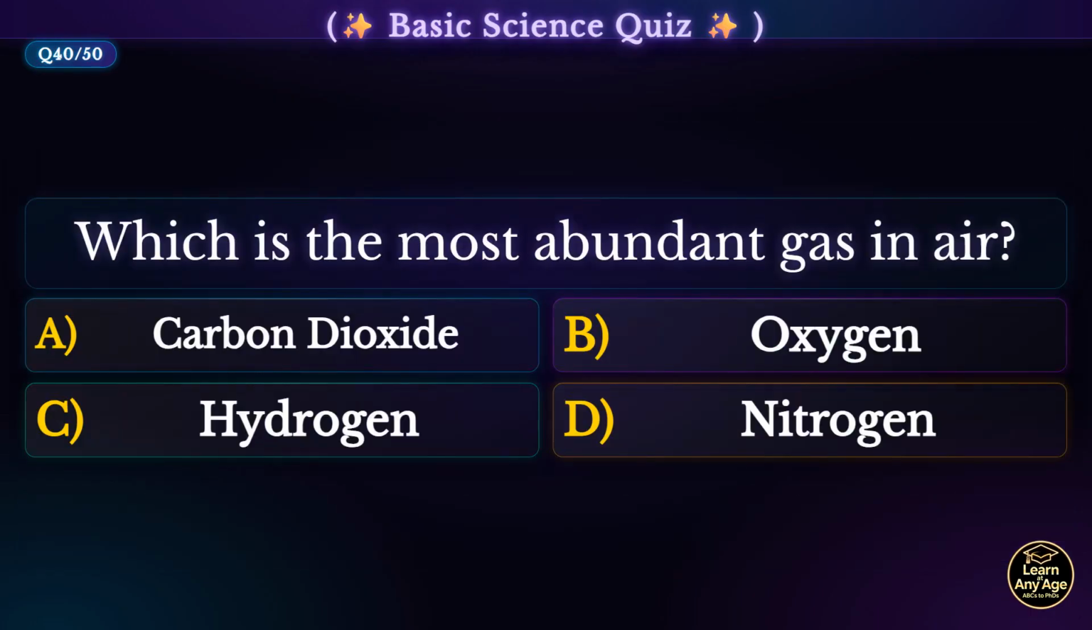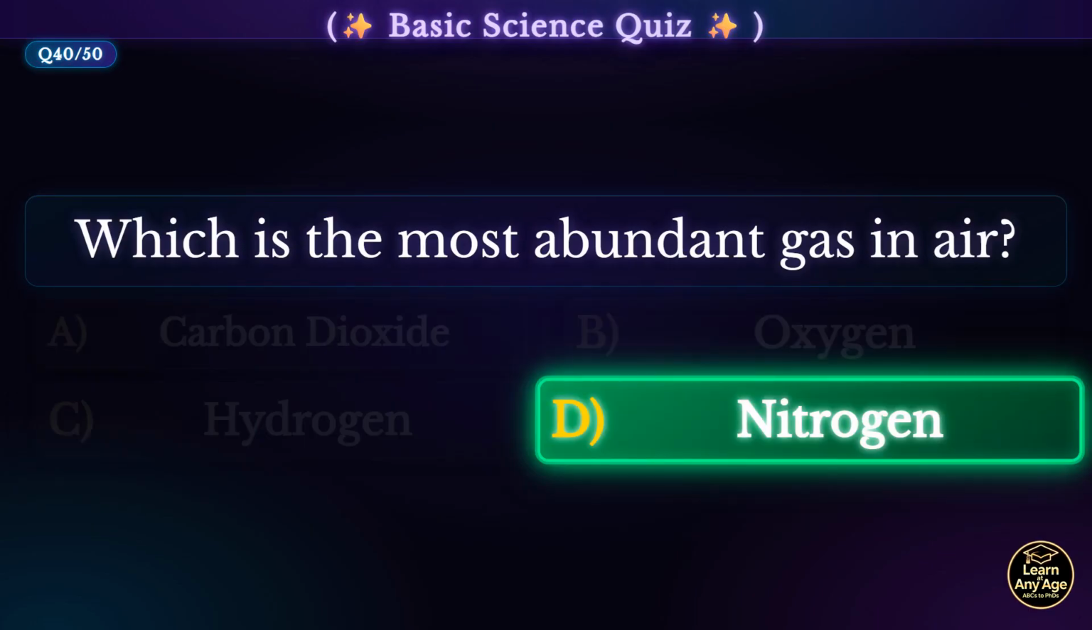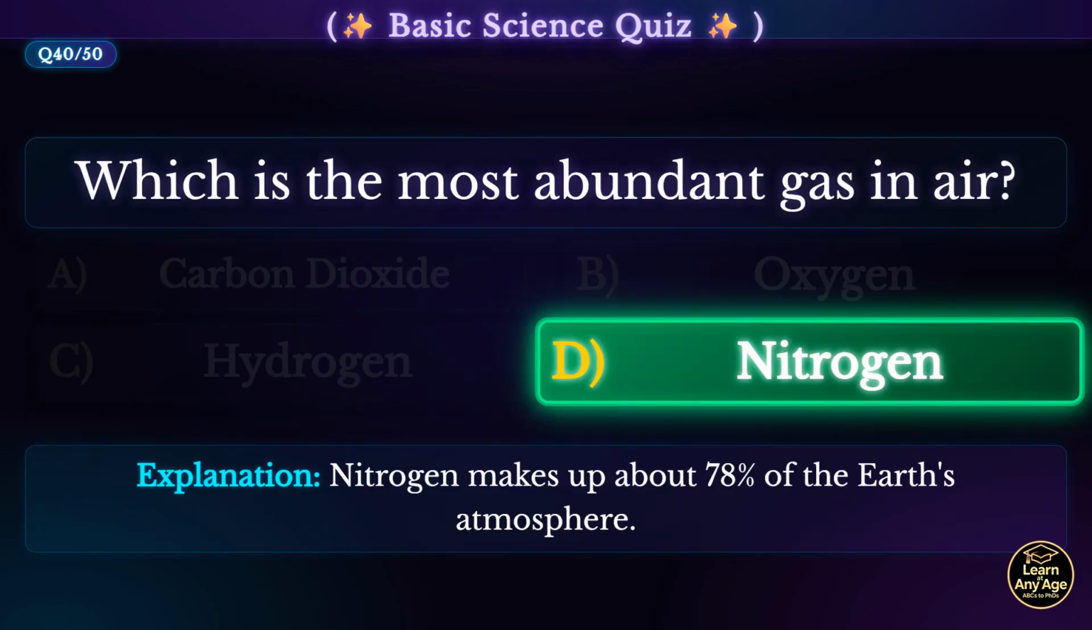Which is the most abundant gas in air? Carbon dioxide, oxygen, hydrogen, nitrogen. Nitrogen. Nitrogen makes up about 78% of the Earth's atmosphere.